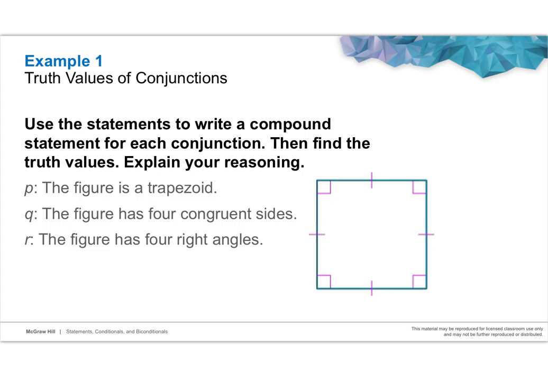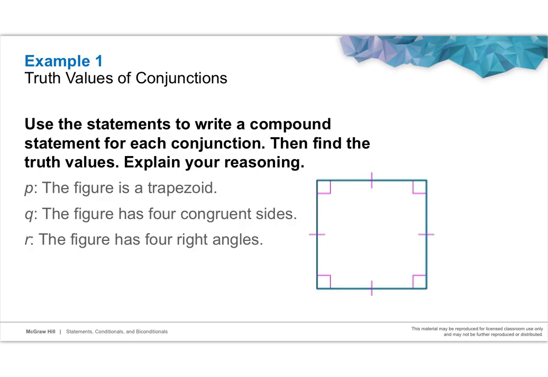So here we are on page 161 with example one, and we're asked to use the statements to write a compound statement for each conjunction and then find the truth values, and then of course explain your reasoning. So statement P says the figure is a trapezoid. Q says the figure has four congruent sides. R says the figure has four right angles.